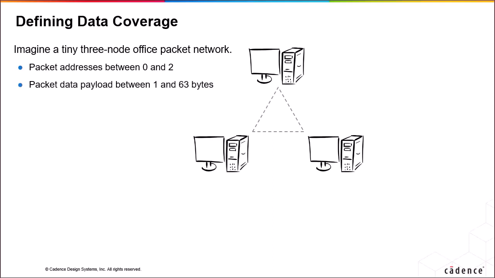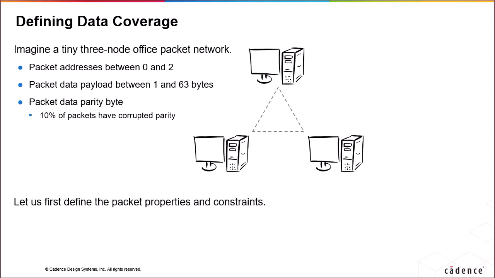The packet data payload is between 1 and 63 bytes. The packet has a data parity byte. 10% of the packets will have corrupted parity. Let us first define the packet properties and constraints.